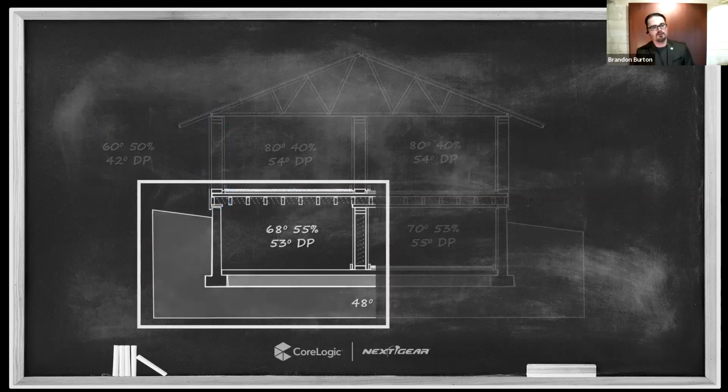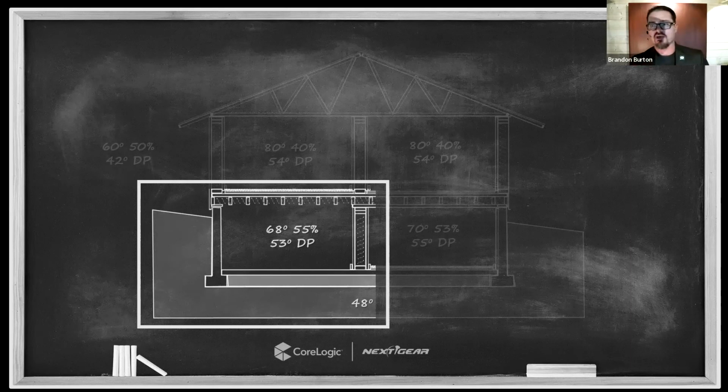We've got a basement here. This is an unfinished basement area, and it's 68 degrees, 55% relative humidity with a 53-degree dew point, okay? We've got, however, many of these surfaces in contact with the ground below grade, all right? And let's say that this ground that is surrounding this basement area is approximately 48 degrees.